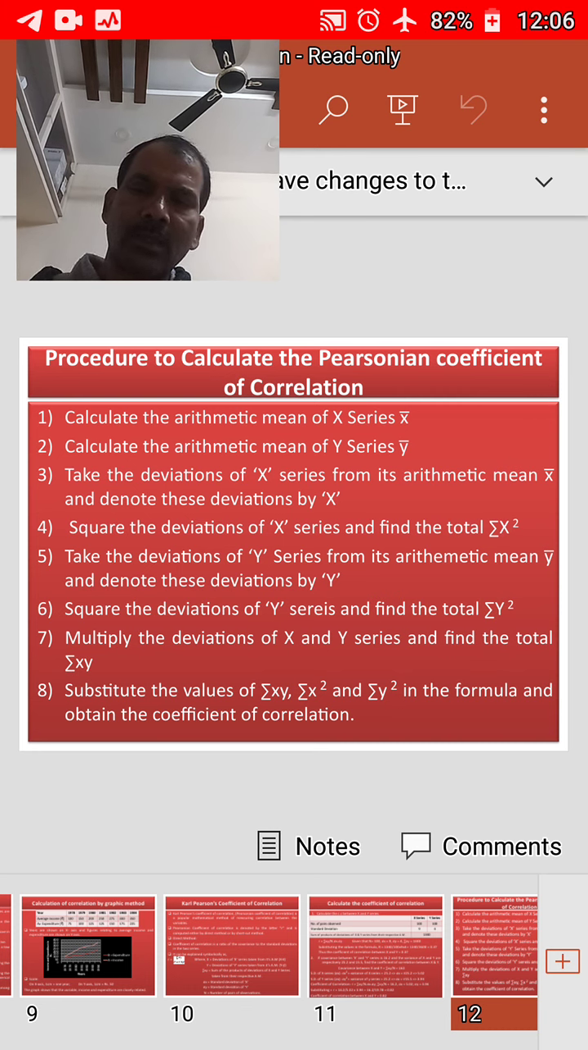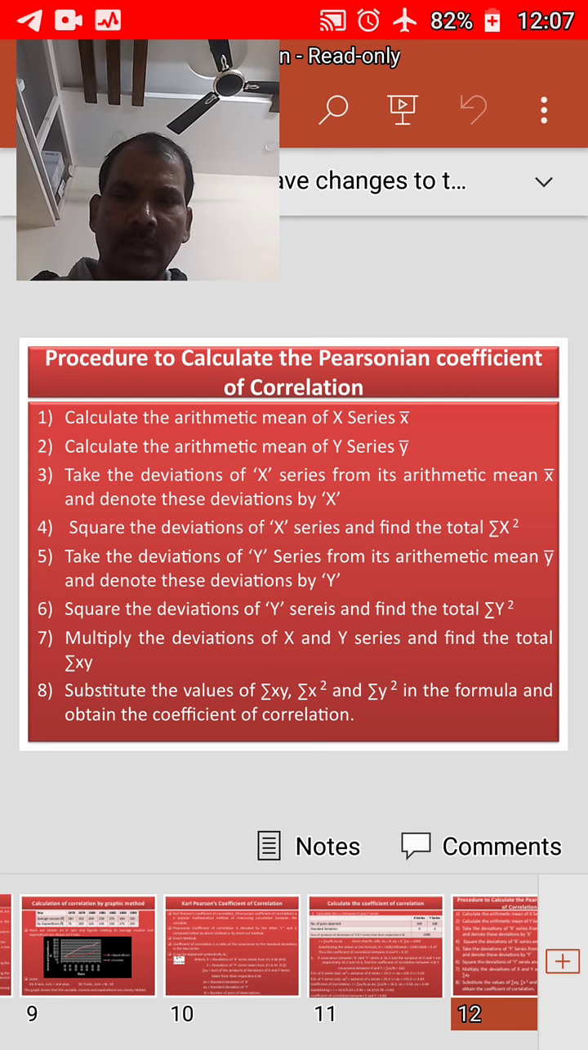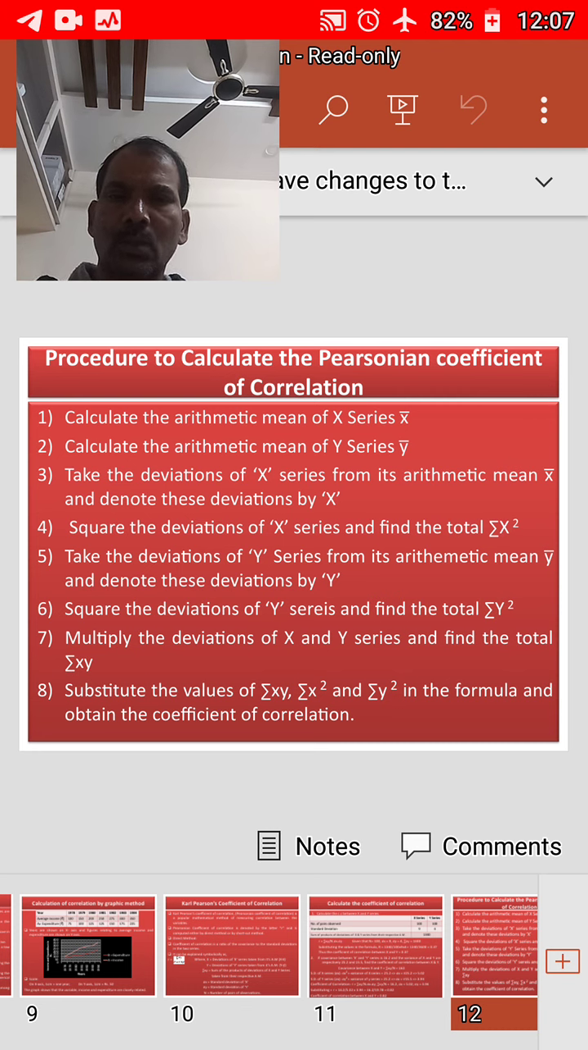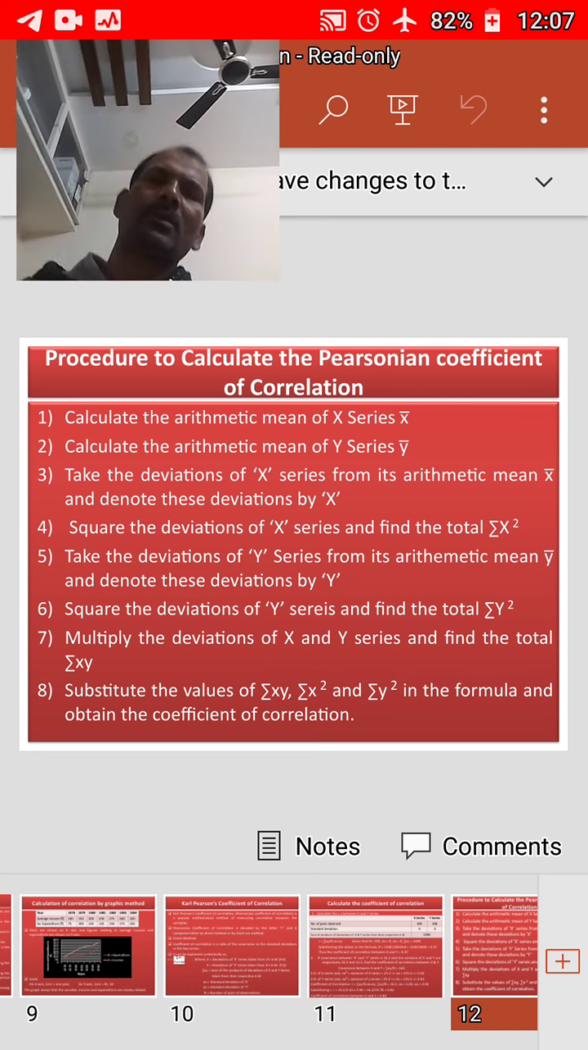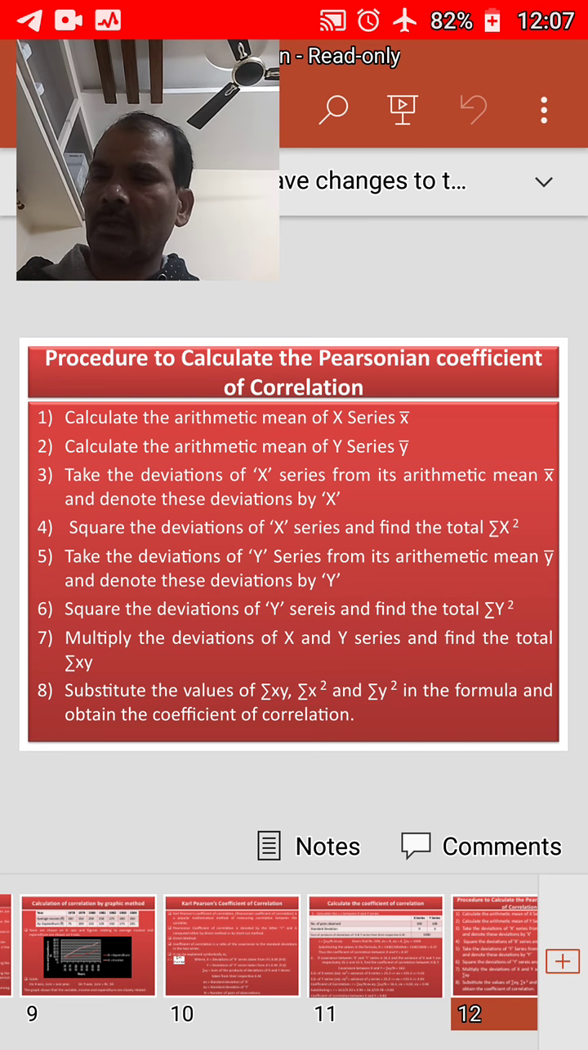And now multiply the deviations of the x and y series and find the total, sigma xy. That means the deviations of the x series and y series are multiplied, and their sum is called sigma xy, the sum of products. The last step is to substitute the values of sigma xy, sigma x square, and sigma y square in the formula and obtain the coefficient of correlation. This is the procedure to calculate the Pearson coefficient of correlation for a given series.